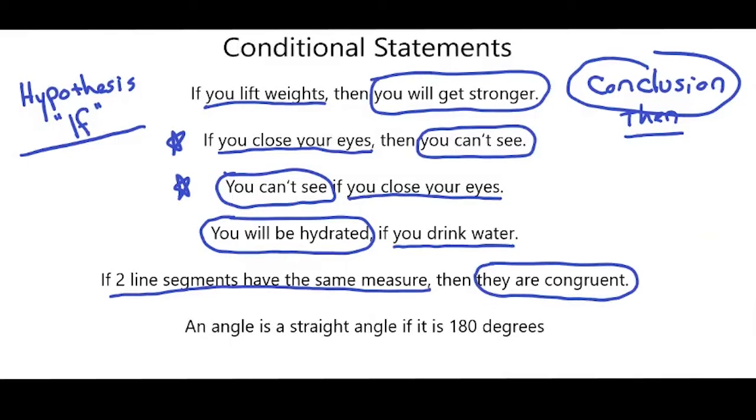All right. And now this last one: an angle is a straight angle if it is 180 degrees. Remember, we underline what follows the word if. So that's our hypothesis: it is 180 degrees. And we circle the conclusion: an angle is a straight angle. And that is how you find a hypothesis and a conclusion in a conditional statement.